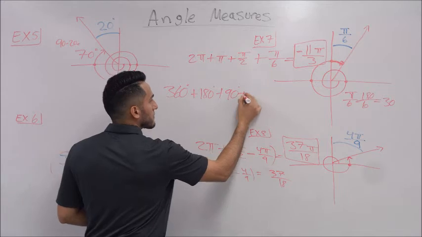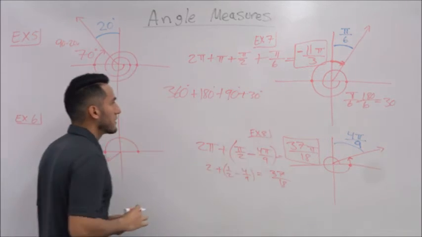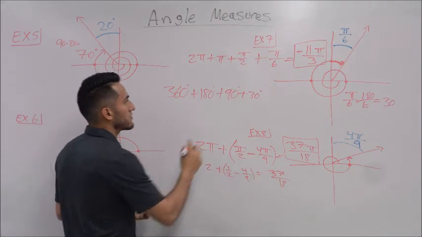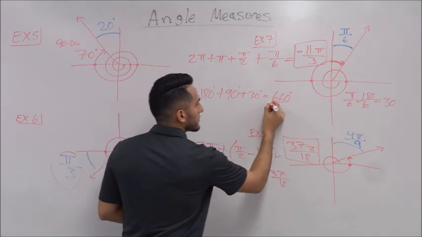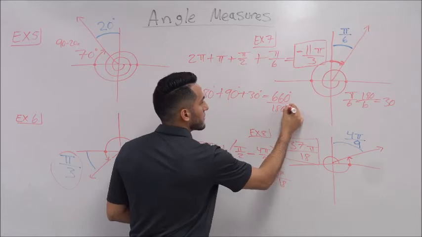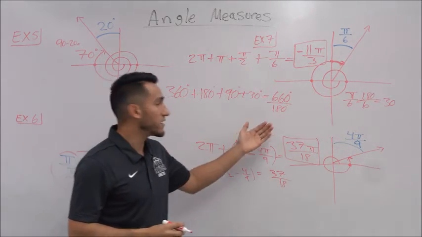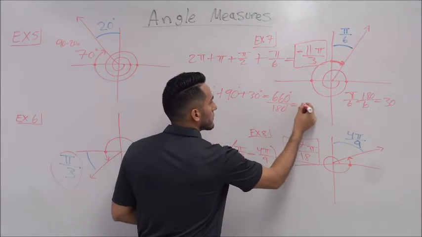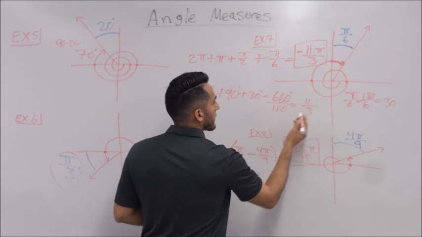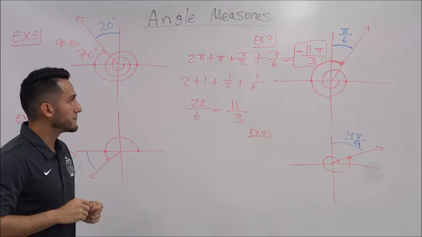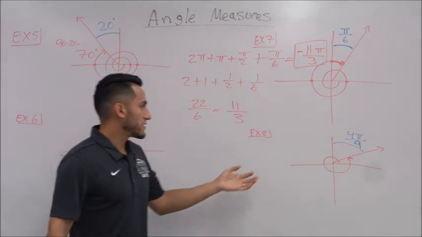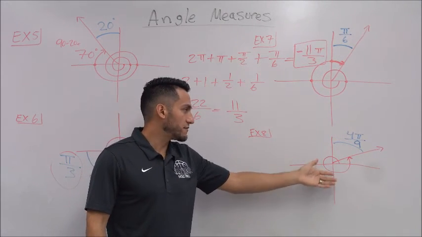I'm going to add this over here. So when you add this up, you should end up with 660 degrees. And then you divide that by 180 degrees, because that's what you want to do to change it to radians. 11 over 3. And don't forget, it's negative and pi. So take a moment, look at example number 8, see if you can figure this one out.